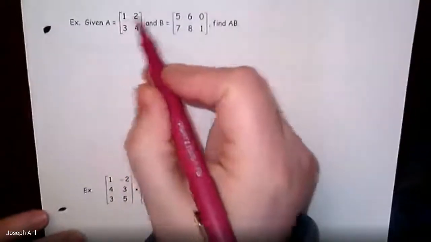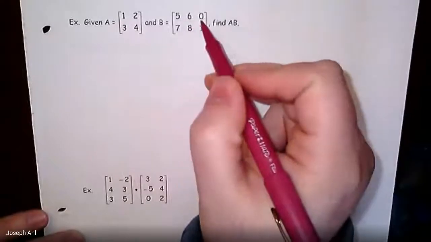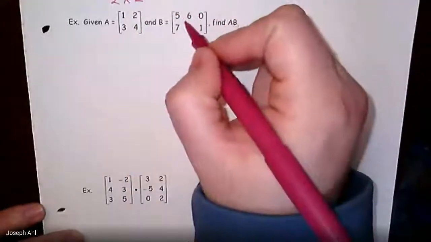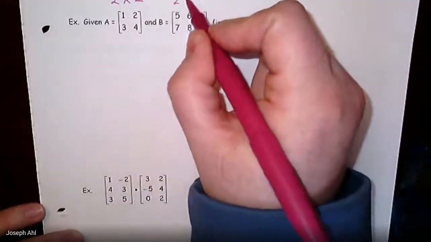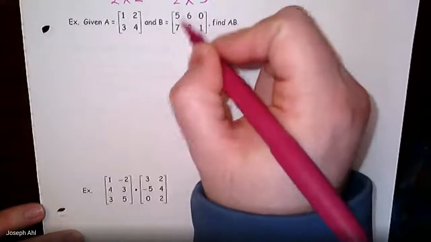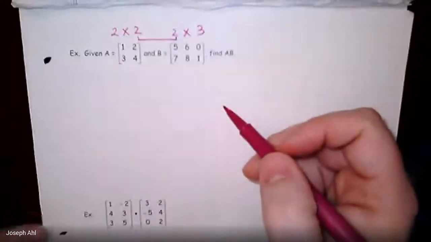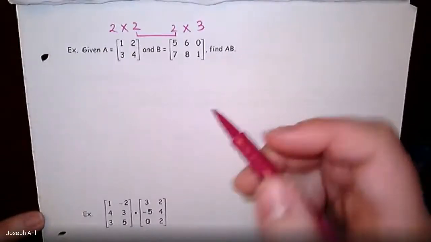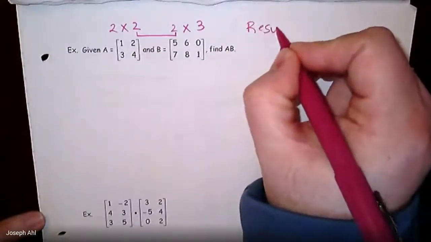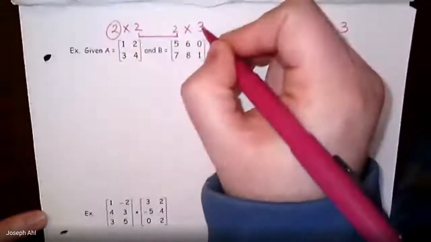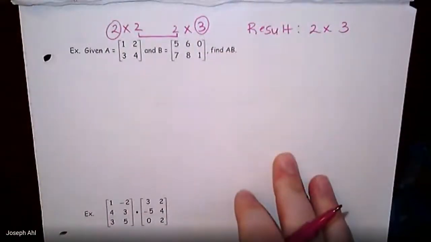Given matrix A is 1, 2, 3, 4, and matrix B is the following, 5, 6, 0, 7, 8, 1, find the product AB. So A is a 2 by 2, B is a 2 by 3, right? Two rows, three columns. So the product is possible because the columns of A match the rows of B. The result is going to be a 2 by 3. It's the rows of the first by the columns of the second.